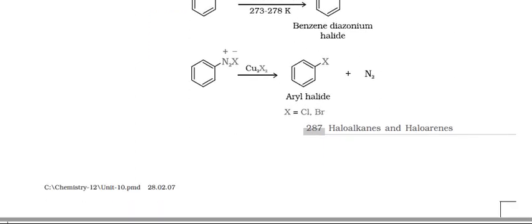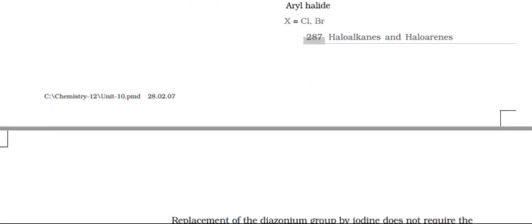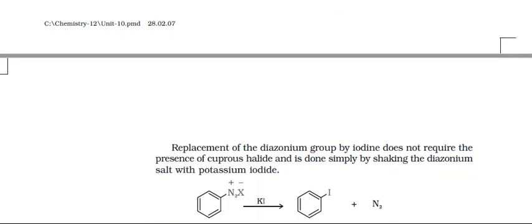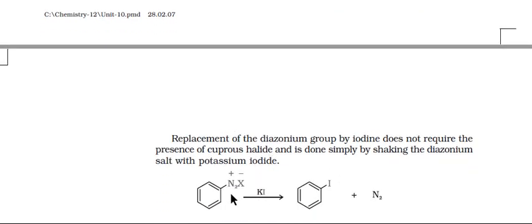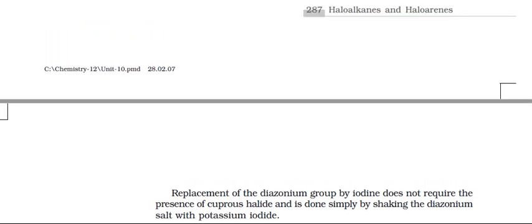If we want to form iodobenzene, then this benzene diazonium chloride reacts with KI. If benzene diazonium chloride is allowed to react with potassium iodide, KI, then it gives iodobenzene. By this method we can also have fluorobenzene, but the reaction is somewhat different, and the reaction is known as the Balz-Schiemann reaction.